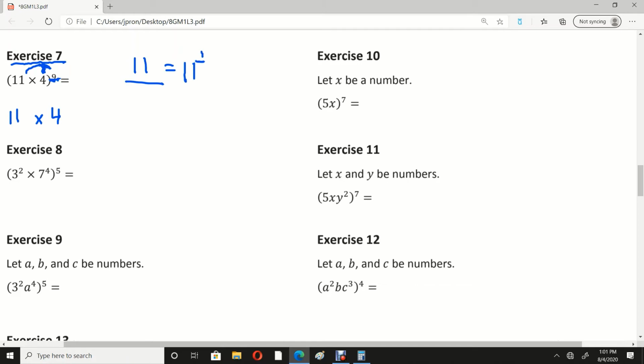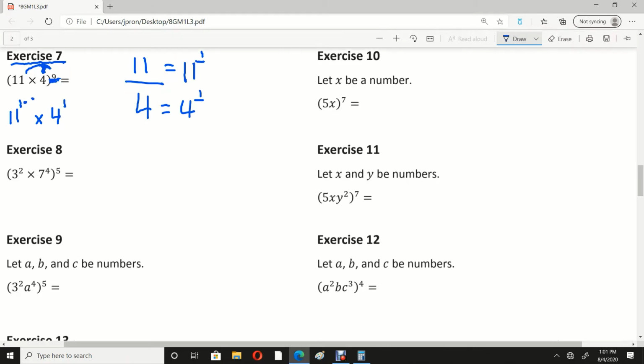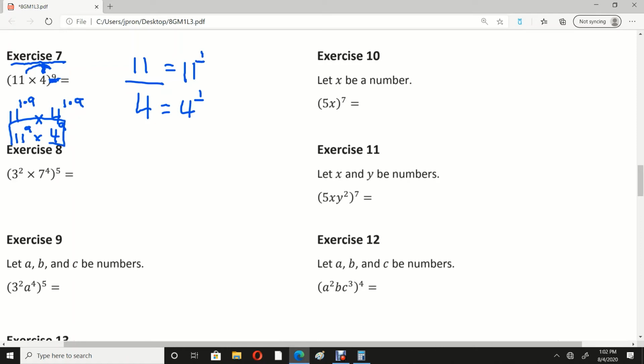There's always an implied 1. So the same thing with 4. 4 is equal to 4 to the first power. There's always the implied exponent of 1. So we have the 1 over them naturally. And we're going to multiply 9 times both of our exponents. So we have 11 to the 1 times 9, which is, anything times 1 is just that number. So 11 to the 9th times 4 to the 9th. And this is the answer that I would expect from y'all.